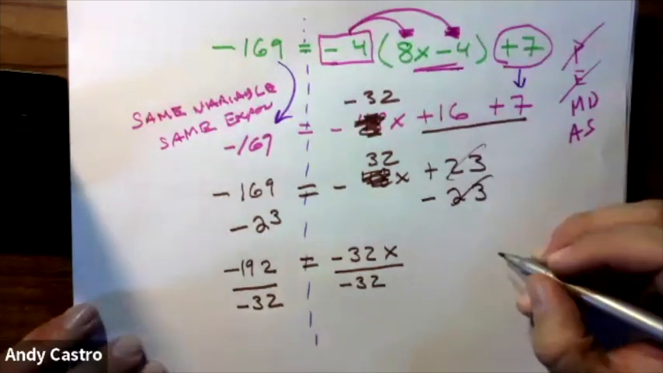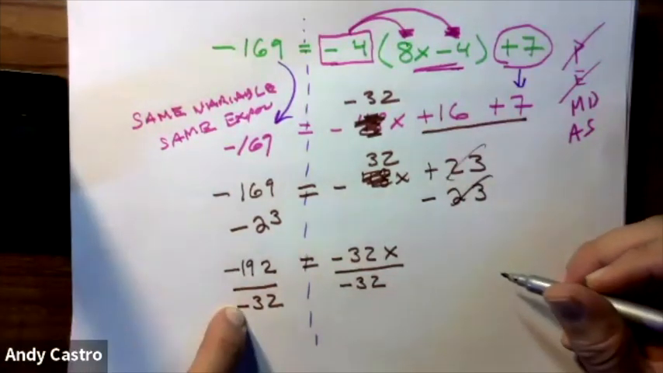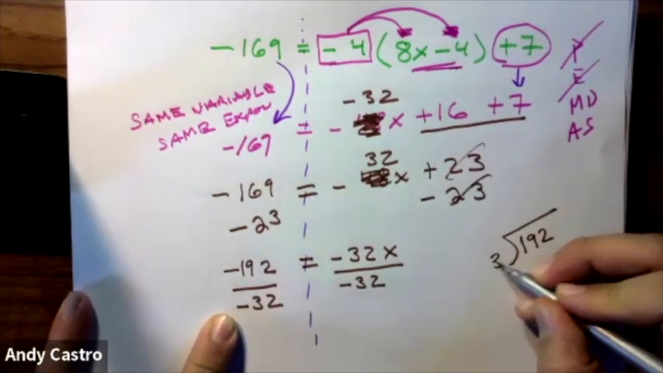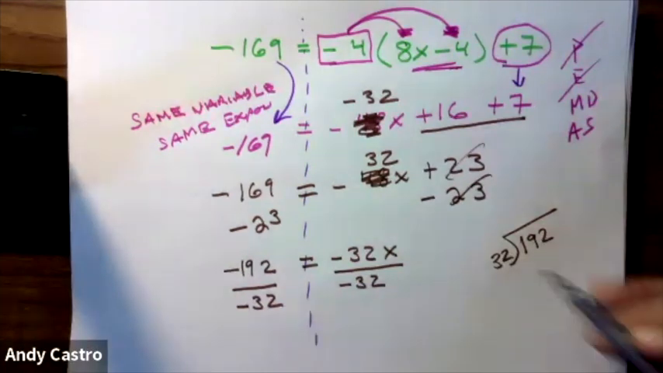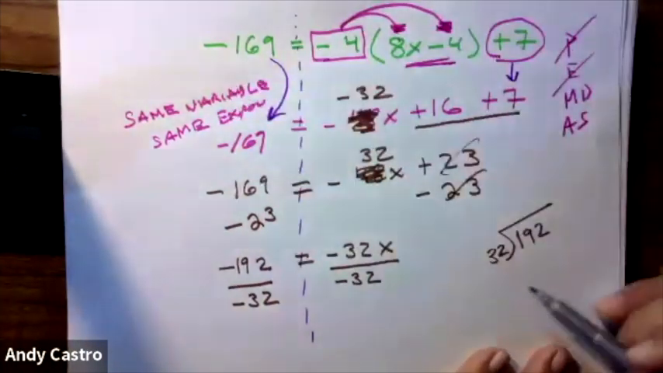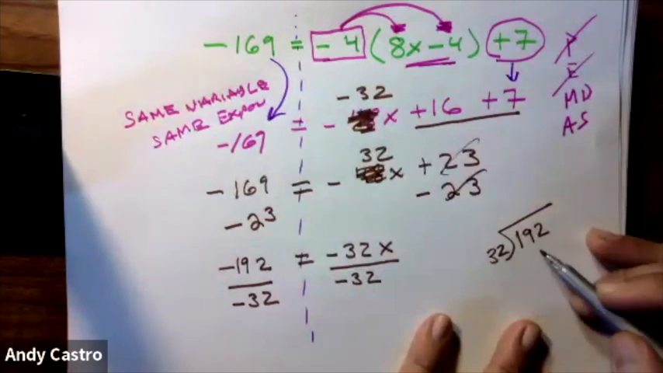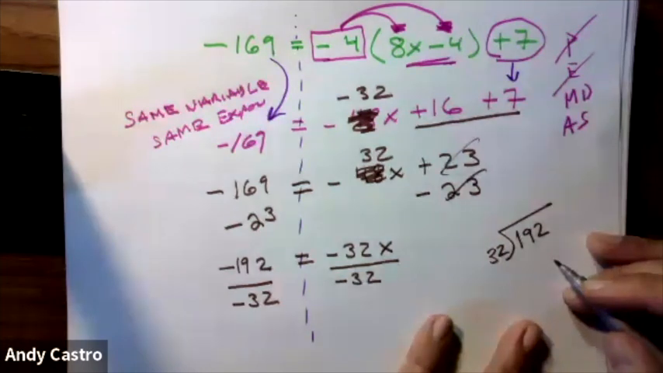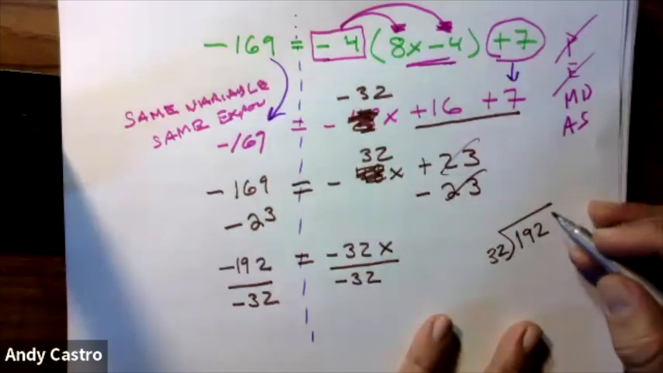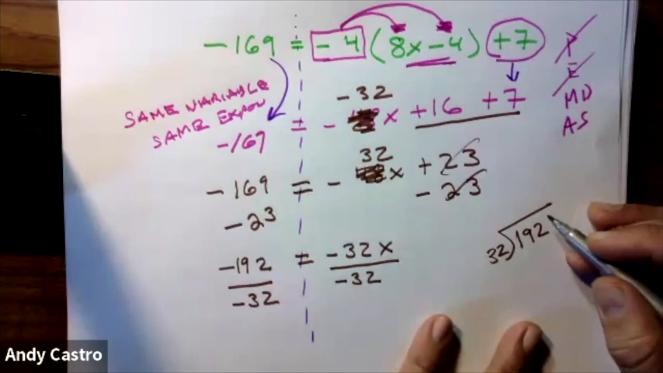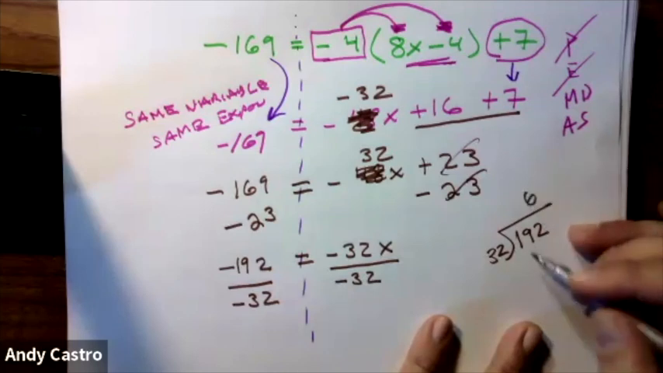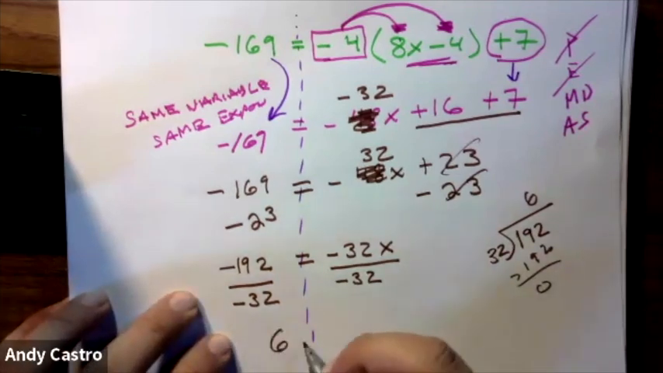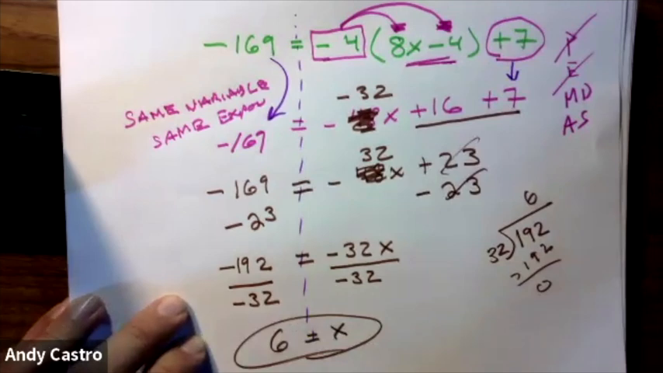All right. And, well, what is that? Since it's a negative divided by a negative, I know it's going to be a positive, so I'm not going to worry about what that's going to be. So 32 can't go into 19, 32 into 192. Now I got to count by 32s. Let's see here. We'll go in evenly 2, 4, 6. Yeah. Okay, yeah, that is 6. Cool. So 6 is equal to x.